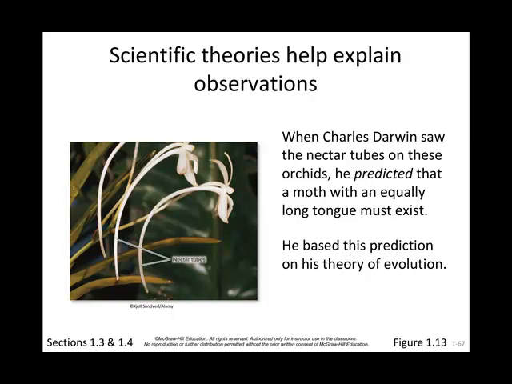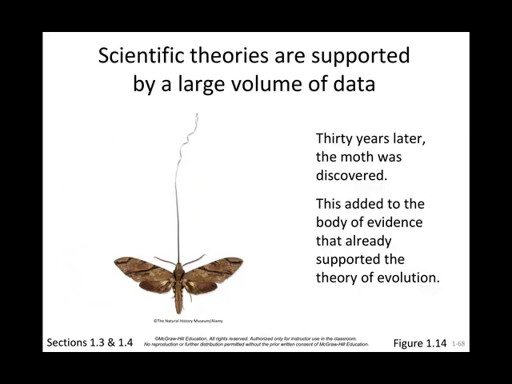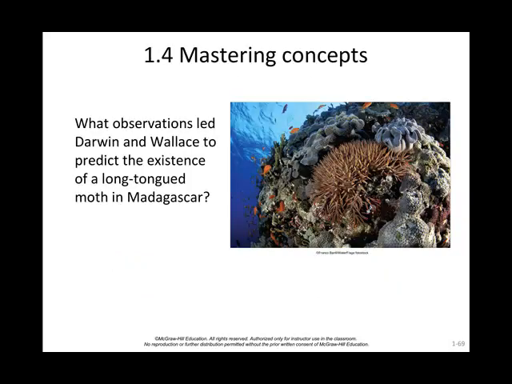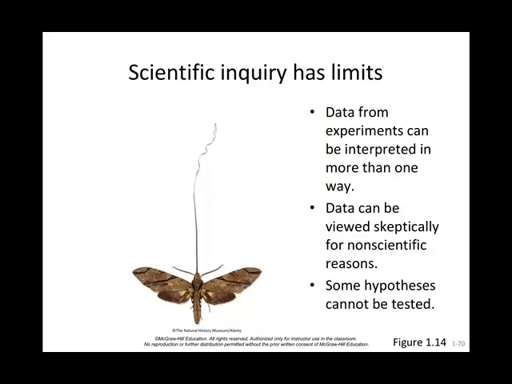So the orchid and the insect continued to evolve together until only these insects were able to pollinate this type of orchids. It wasn't until 30 years later that a moth was actually discovered, and indeed, its tongue was super long and able to reach the nectar inside the orchids. As you reflect upon the scientific method, think about what kinds of observations Darwin and Wallace must have made in order to make their predictions about the existence of a long-tongued moth in Madagascar.